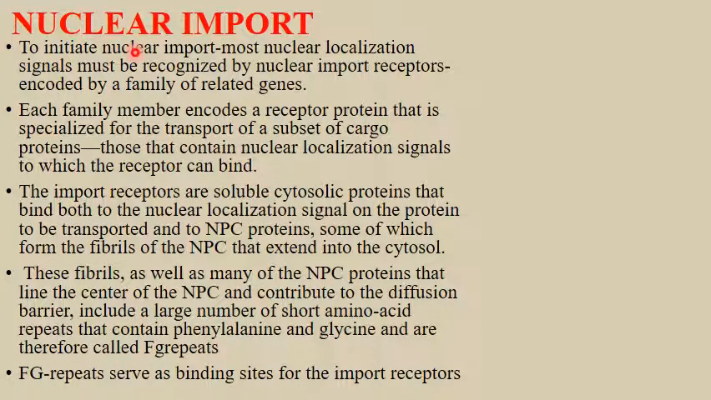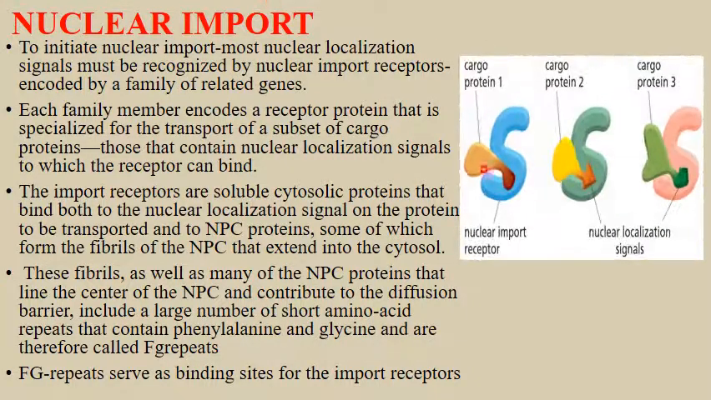So here we are going to talk about the nuclear import. To initiate nuclear import, most nuclear localization signals must be recognized by nuclear import receptors, which are encoded by a family of related genes. Each family member encodes a receptor protein for the transport of a subset of cargo proteins. These cargo proteins contain nuclear localization signals to which the receptor can bind.